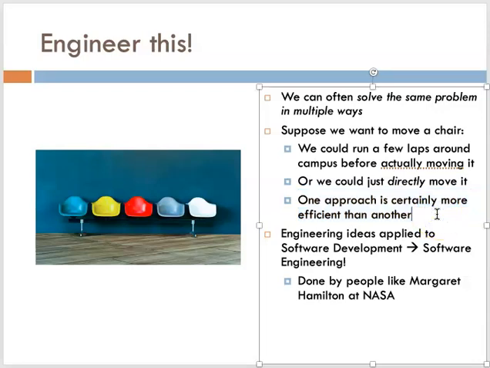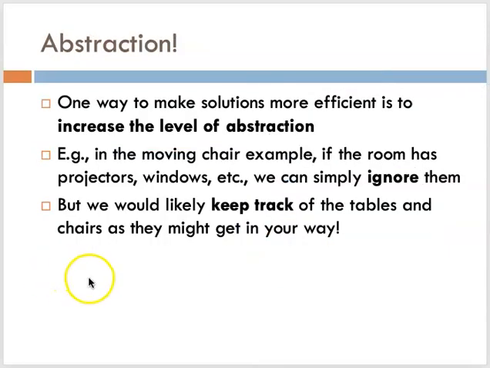So this idea of finding the most efficient way or the most parsimonious way to do something led to the idea that software should be developed in an efficient way and in a parsimonious manner. And so people started to apply engineering ideas to software development, since engineering ideas had proved so effective in other areas and fields. And this led to the development of the field of software engineering. This was innovated by people like Margaret Hamilton at NASA in the 60s, and eventually this field has grown. And one of the aspects that we see in it is that a way to make the solutions more efficient is to increase the level of abstraction.